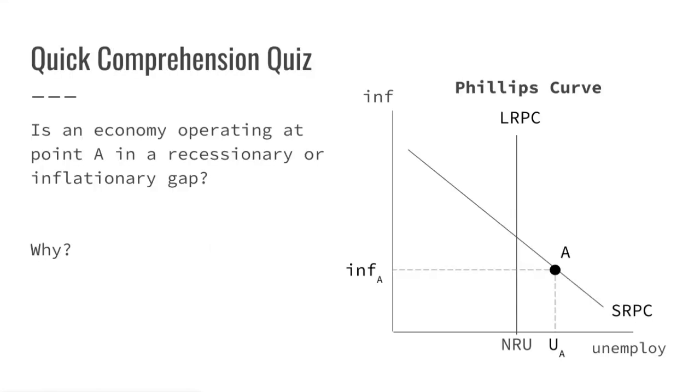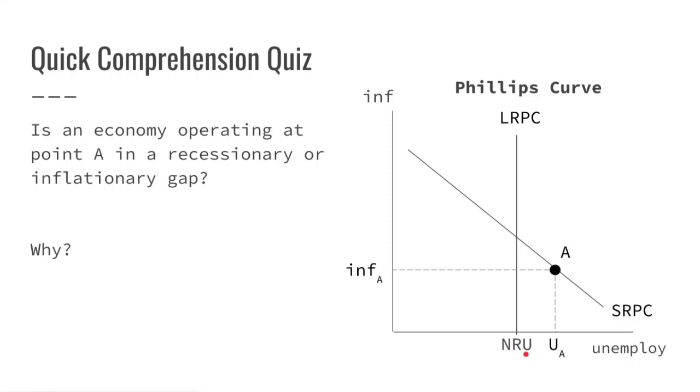And I'm going to do a quick comprehension quiz because that was kind of a lot, I think, to memorize. So before we move on to the last thing real quick. So this one is this economy operating, which is operating at point A, is it in a recessionary or an inflationary gap, and why? And I'll give you a couple seconds to just pause and take a moment to figure it out, or maybe you got it already.